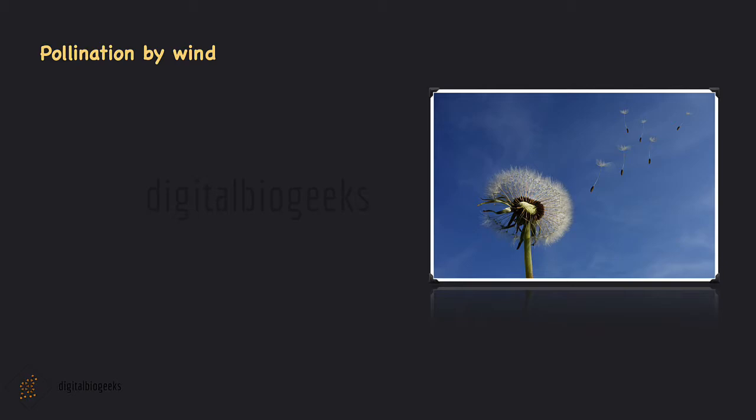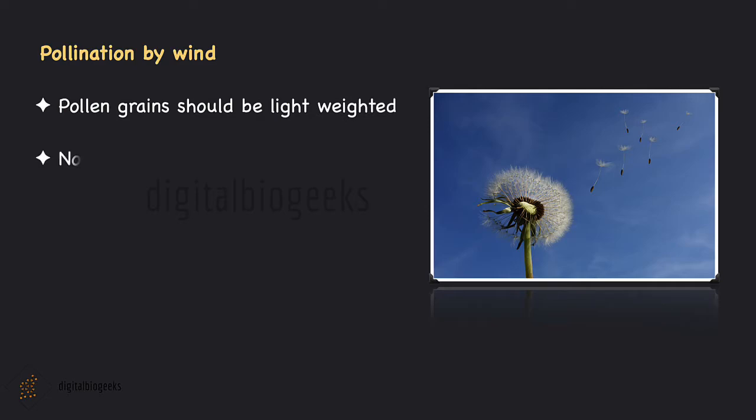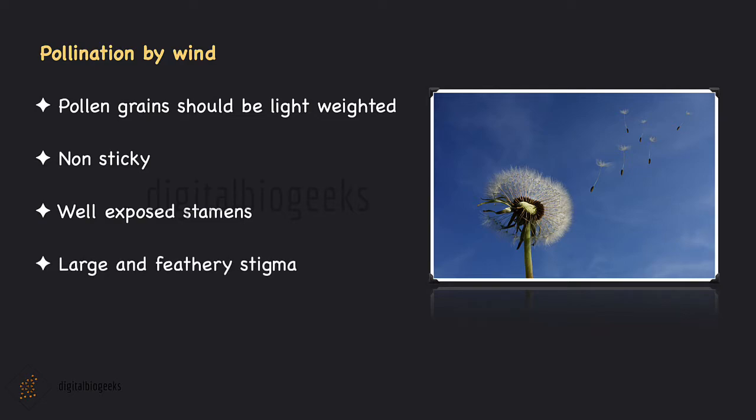Flowers and pollen grains must have some important features for the wind to carry them along with it. An example of a wind-pollinated flower is dandelion. The pollen grains should be lightweight. Pollen grains should be non-sticky. They should be exposed to stamens so that the pollen is easily dispersed into the wind currents. Large, often feathery stigma are needed to trap the pollen grains coming through wind.